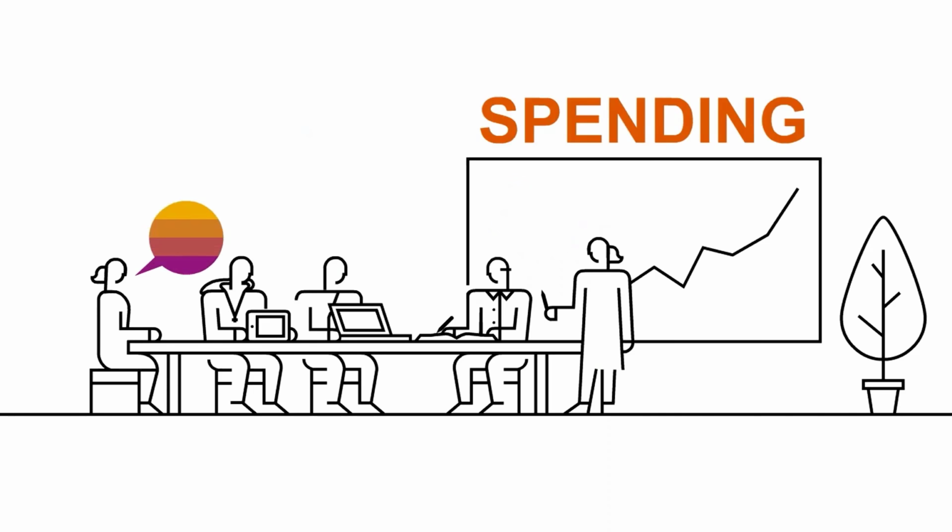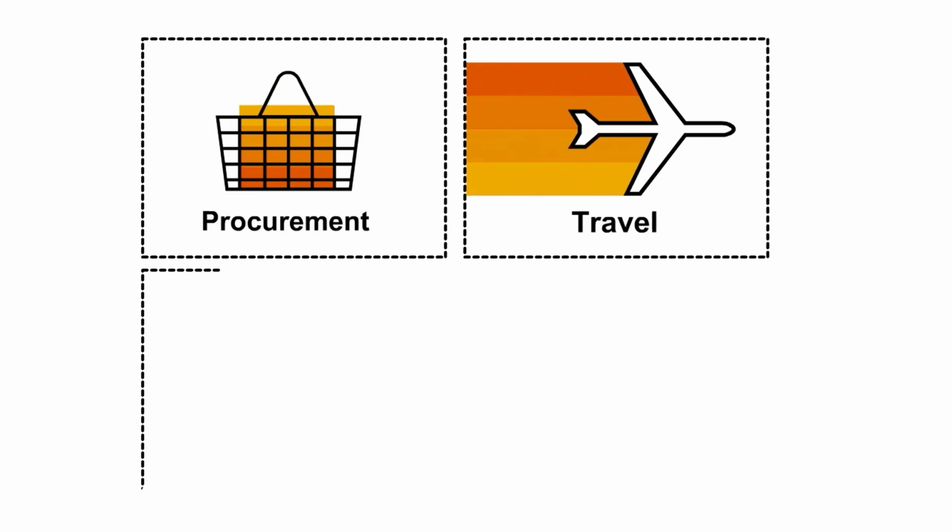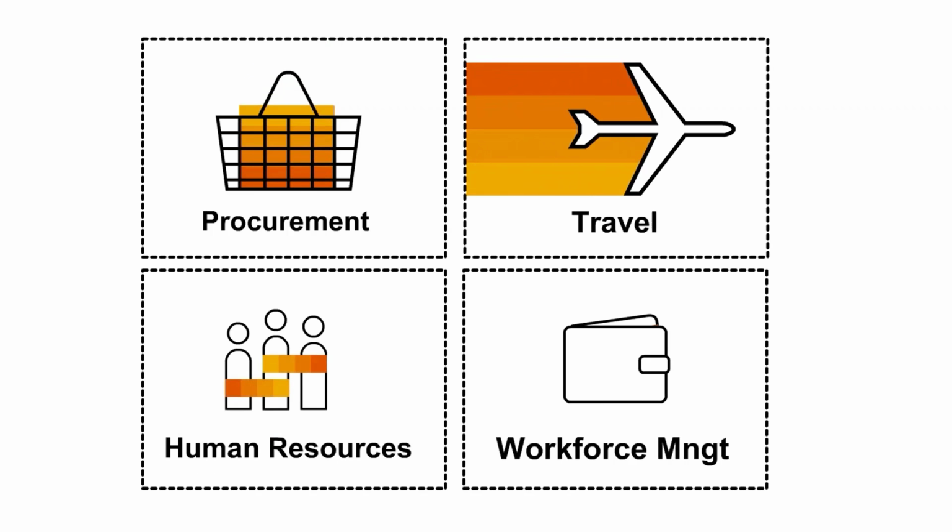Every business area needs to see all spending clearly, especially where it's challenging to gain visibility and control. From procurement, travel, to human resources and external workforce management.